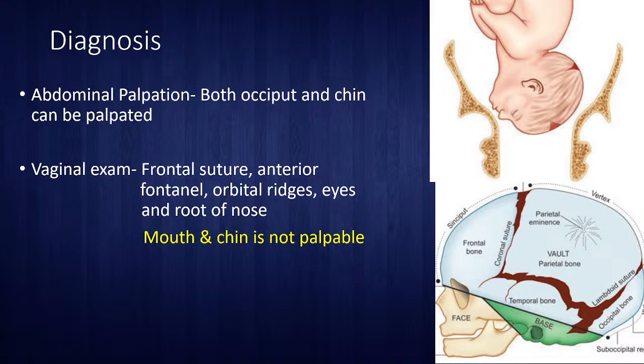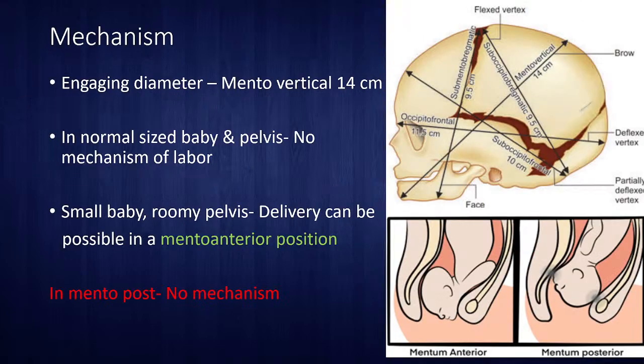But if you are able to feel the mouth and chin, in that case it is not brow, it is already face presentation. Got it? So, the engaging diameter is mentovertical, the largest diameter, that is 14 centimeter. Normal size baby and pelvis, no mechanism of labor, you have to go for cesarean section. In persistent brow presentation and particularly whenever it is mento posterior, always go for cesarean section.